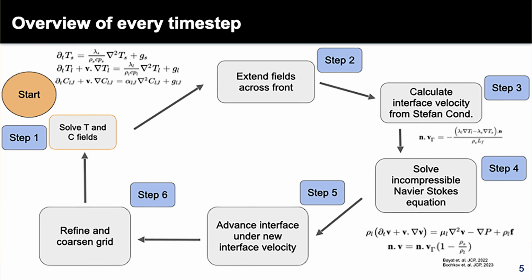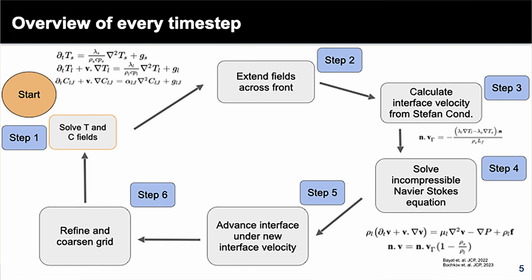You have to develop an adjoint system and make sure you simultaneously solve the system equations in a way that you satisfy the concentration boundary condition as well as the temperature boundary condition. So when you have these scalars solved, you extend these fields across your front, across the discontinuity, by PDE extrapolation methods. Then you calculate the interface velocity from your Stefan condition.